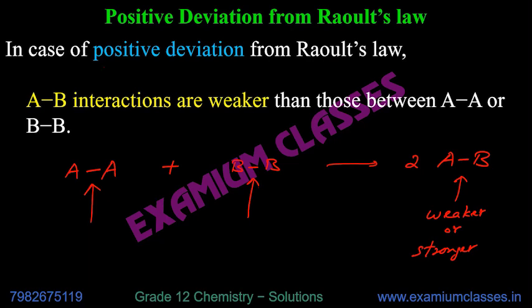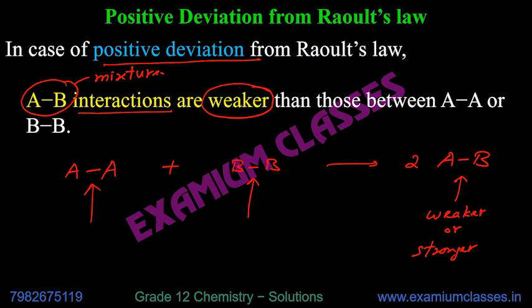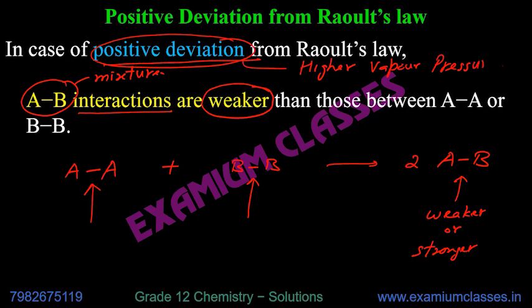So for positive deviation, in the mixture, the AB interactions are weaker. Remember, I am not calling it a bond, I am calling it interactions here, because this can be van der Waals force. Now, how come weaker interaction results in positive deviation, meaning greater vapor pressure? Positive deviation means higher vapor pressure of the mixture. This is something we talked about in the previous slide.